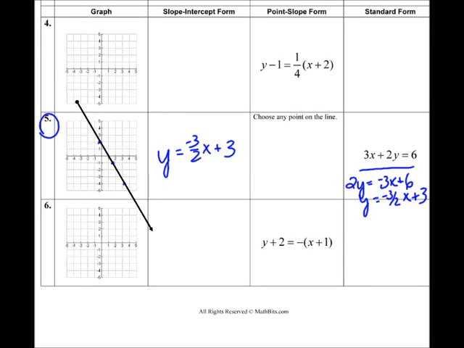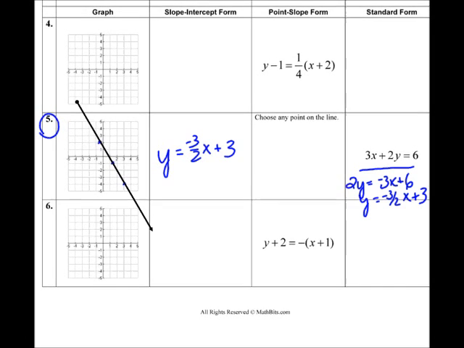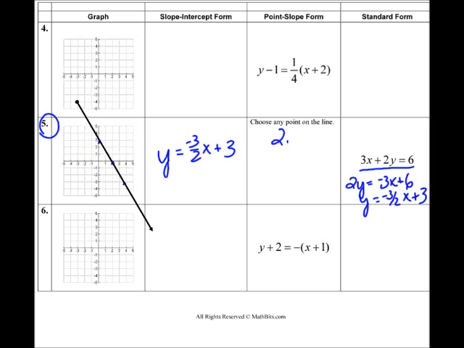So put some arrows on there, and then just choose a point on the line, which I could pick the point. It's not liking this very much. 2, 0. And so I could say y minus 0 equals negative 3 halves times the quantity x minus 2, and I'm good to go. Okay, so now I can put my arrows since I got my pen back.